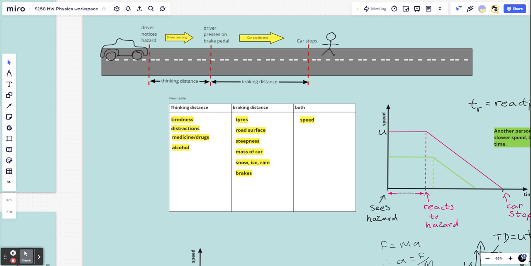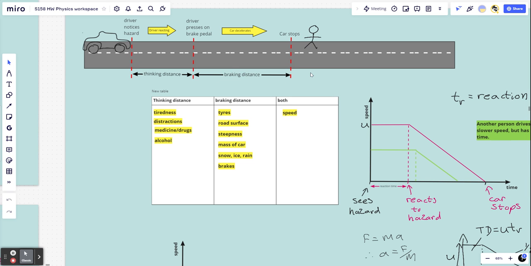So breaking that distance down, you realise that the car's going to travel a certain distance while the driver actually reacts and presses down on the brake pedal. So this distance that the car would travel then would be known as the thinking distance, and then the rest of the distance would be the braking distance. So the thinking distance is dependent on two things. It's dependent on the driver's reactions and on the speed of the car.